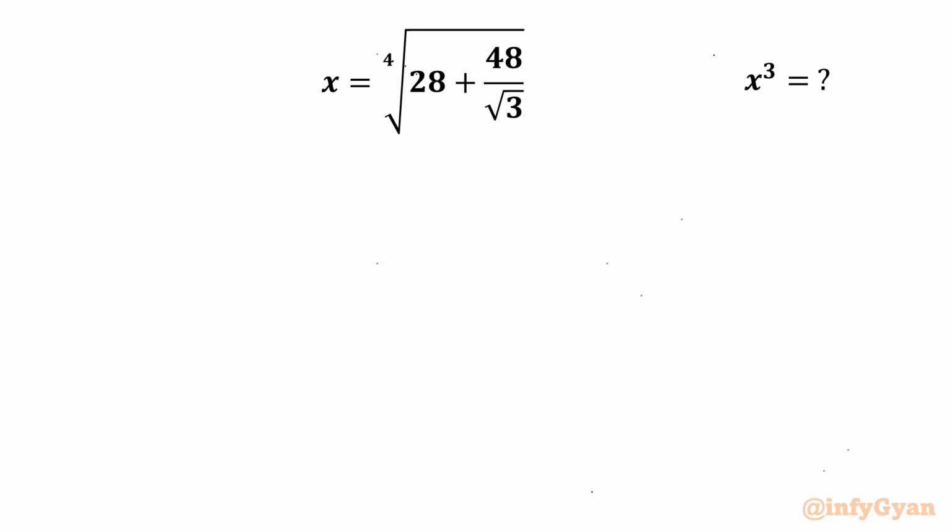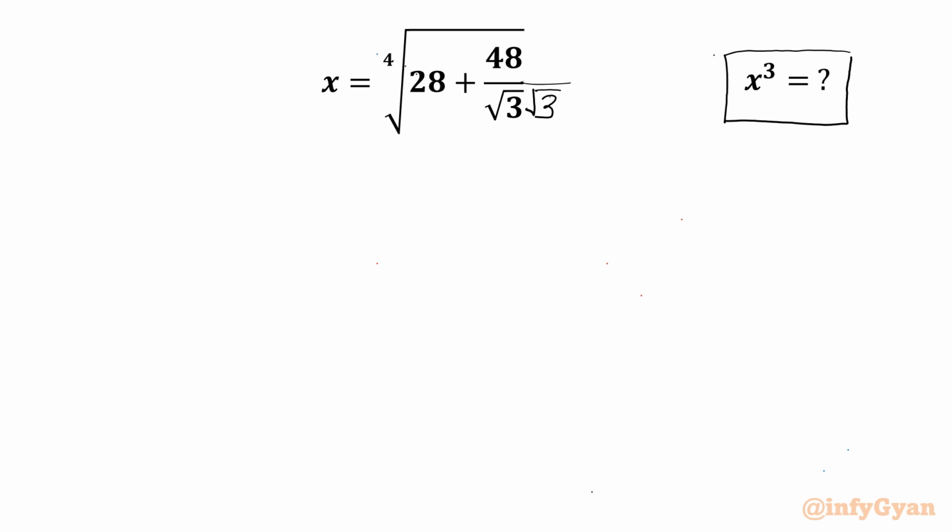In this video, we have another very interesting and challenging question from radical maths. Here we are going to evaluate x cube, if x is the 4th root of 28 plus 48 over root 3. So let's get started by rationalization of the denominator.